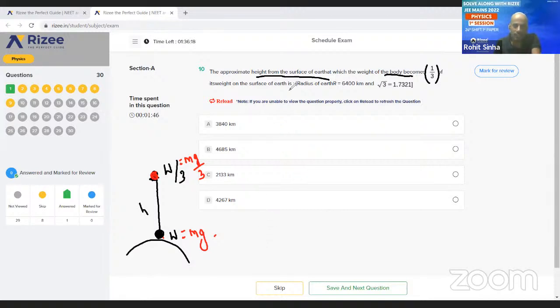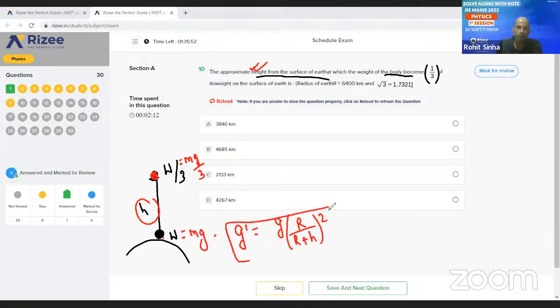Now it is telling that what is the approximate height, this h we have to find, okay. So what we'll do, we know the formula of g dash at a height when we are moving away from the surface, at a certain height, g is equal to g into (r by r plus h) whole square. This is the formula for variation of g. You should remember this formula, okay.